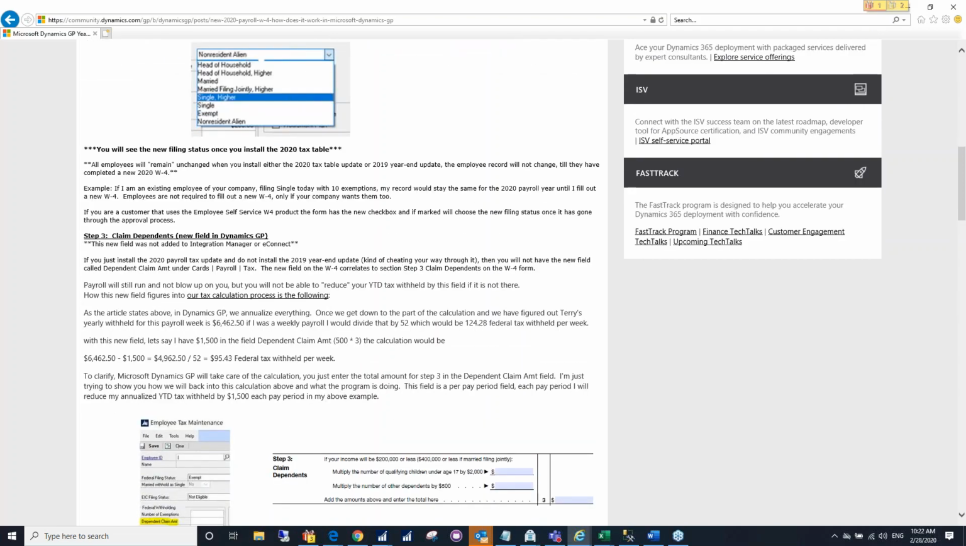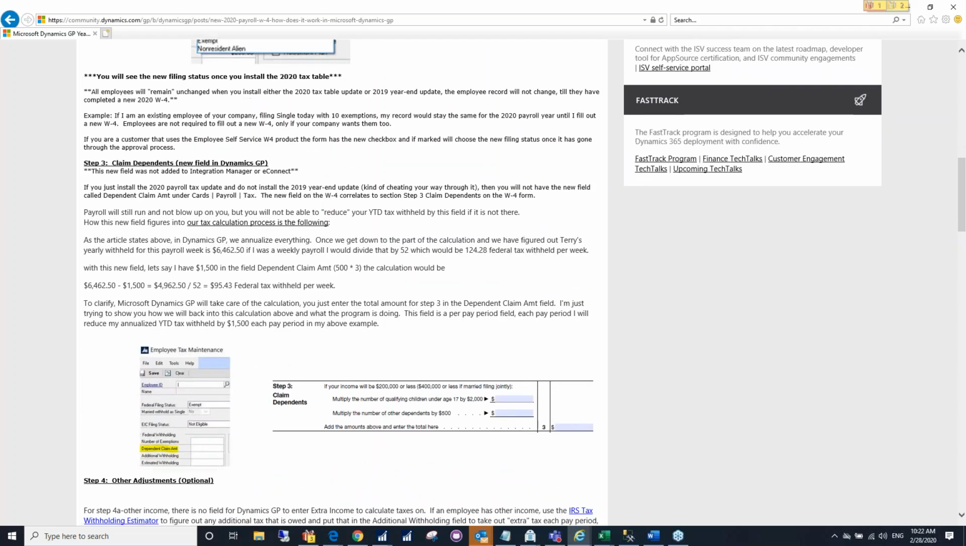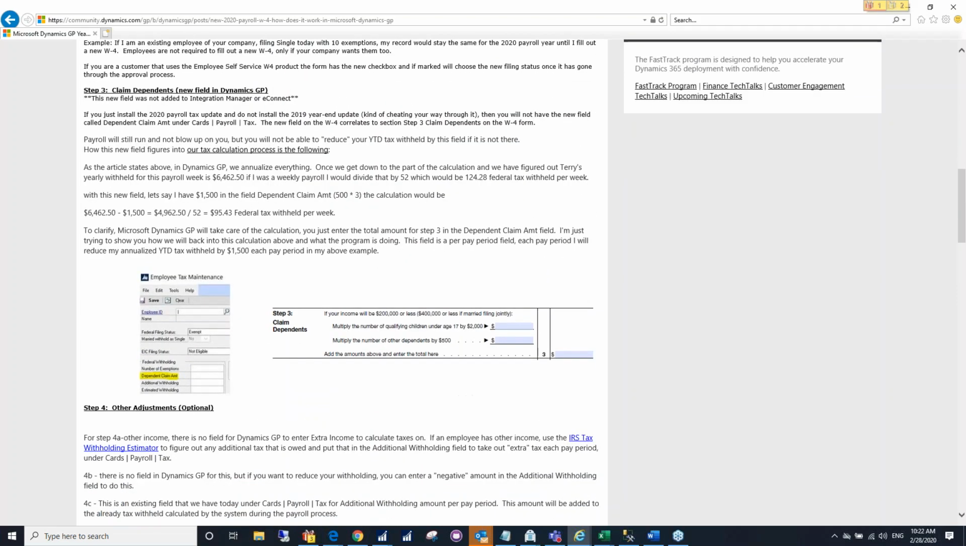Right. So let's look at this dependent claim. I'm working on a new blog of just how GP calculates taxes because we haven't written one in a while, and I'm adding this field in there. So I will send that out to Deb probably in the next week. I'm giving some examples of how GP calculates taxes and frequencies that come into play. But let's talk about this dependent claim amount.